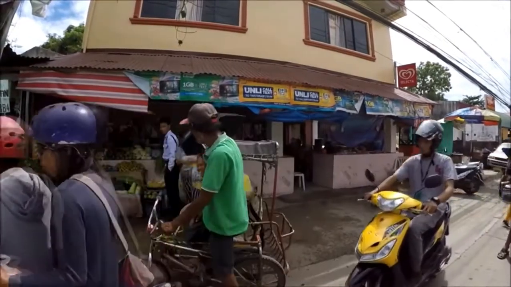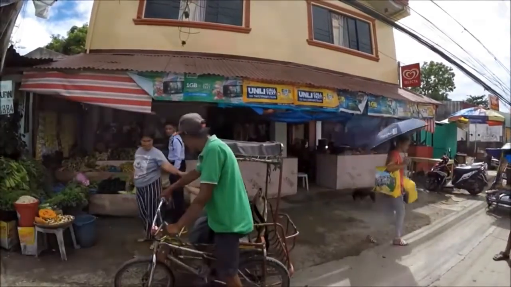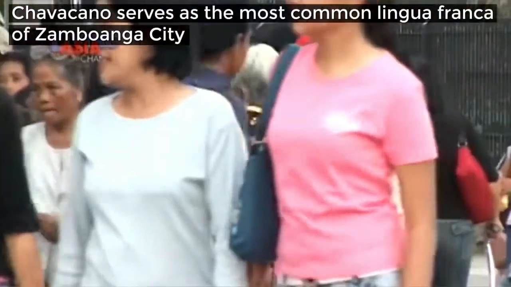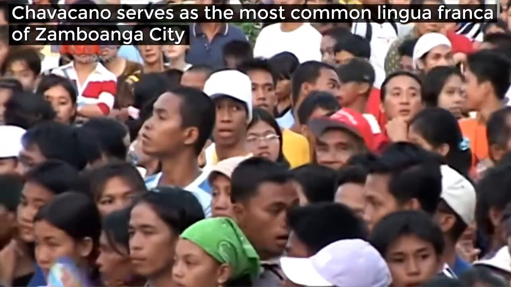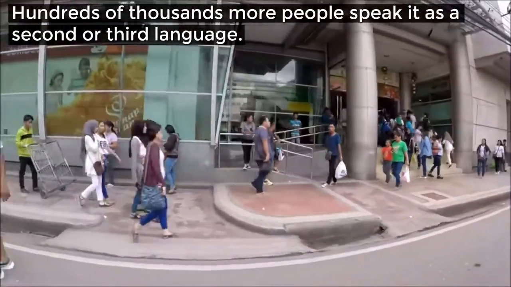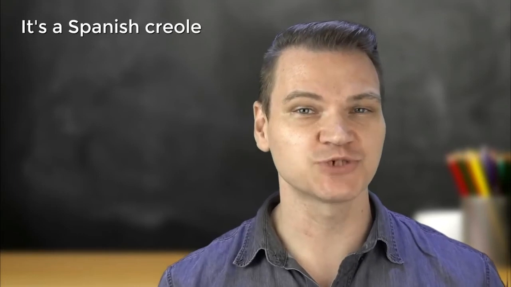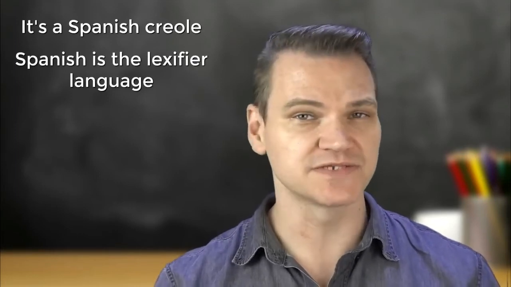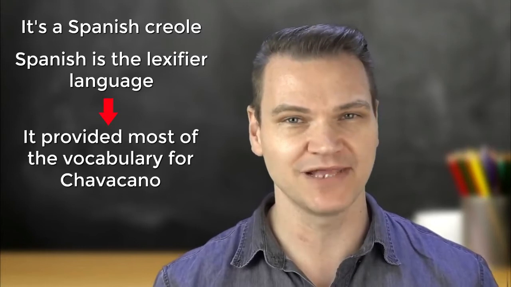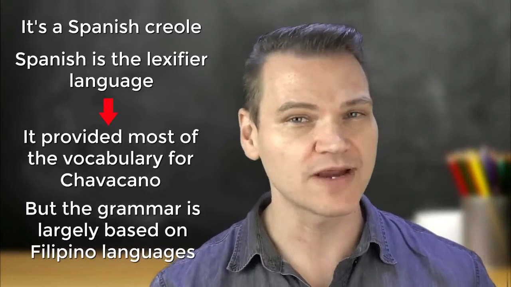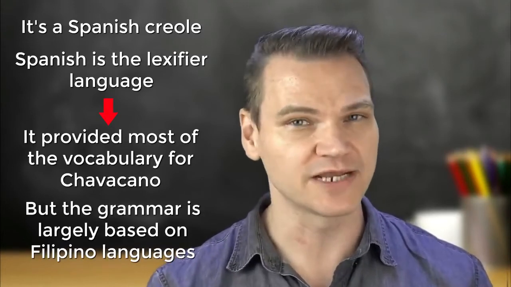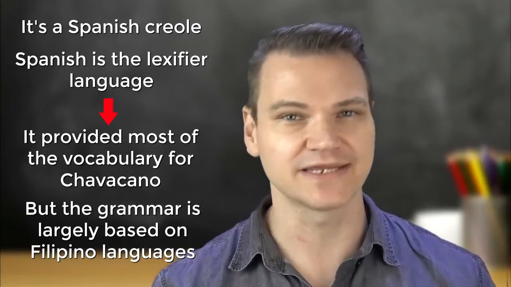But those numbers underestimate the number of people who speak Chavacano. Zamboanga City, a city with over 1 million people, is a very diverse place with migrants from all over the Philippines, and Chavacano serves as the most common lingua franca. So hundreds of thousands more people speak it as a second or third language. So what is it exactly? Is it Spanish? Well, not exactly. It's a Spanish-based Creole, meaning that Spanish is the lexifier language, the language that supplied most of the vocabulary, while the grammar is largely based on Filipino languages like Visayan, Tagalog, and Hiligaynon.